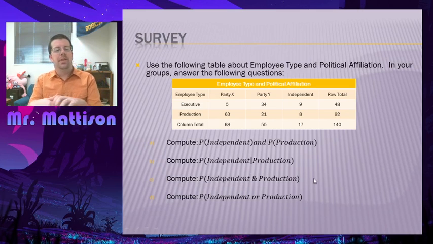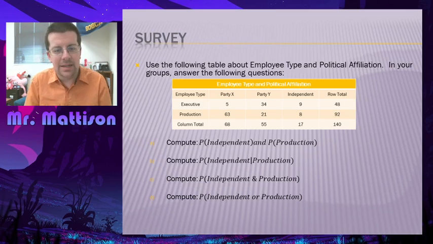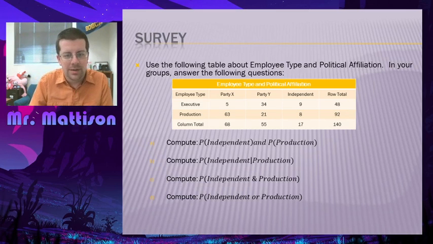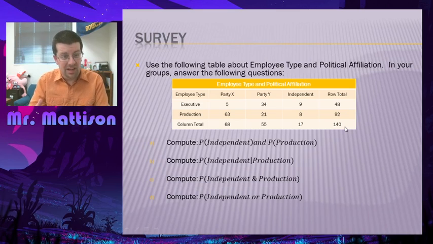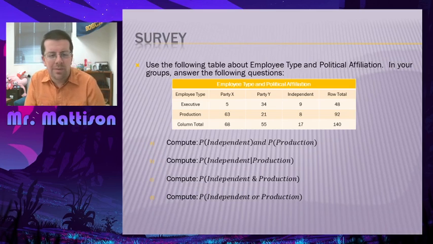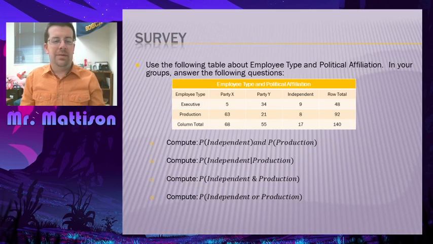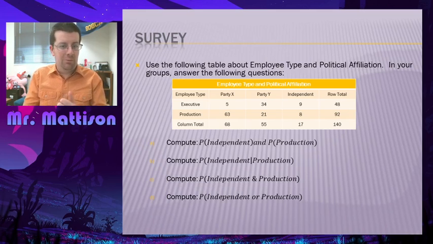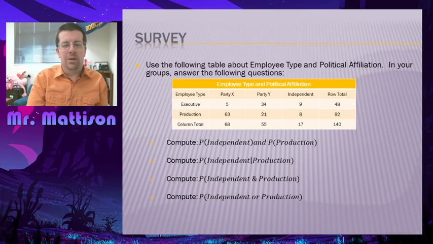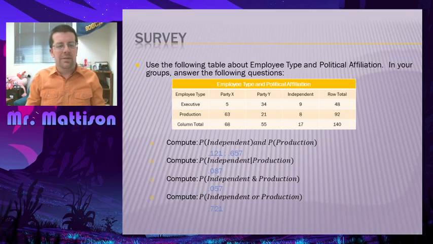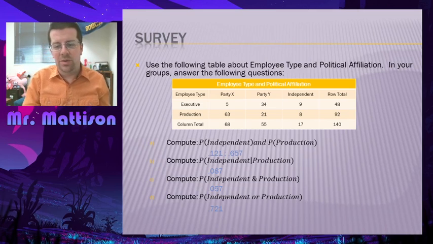Then, how about the probability of me being independent and in production? Well, that's only going to be 8 people out of the 140. So we can see how that's a little bit easier in this chart format. Then we ask, what's the probability of us being independent or in production? I want to find the probability of being independent, which I found earlier, plus the probability of being in production, which I found earlier, minus that overlap of 8 out of 140. When we do that, we should get about 0.721 for our total.